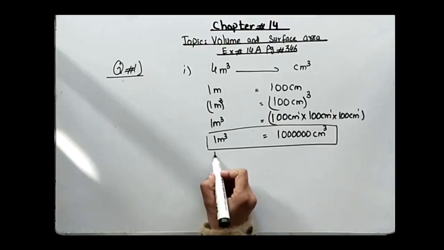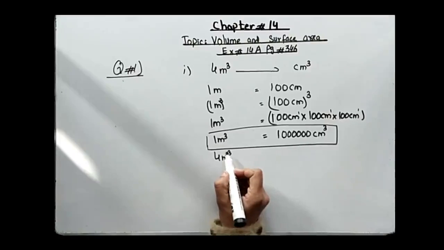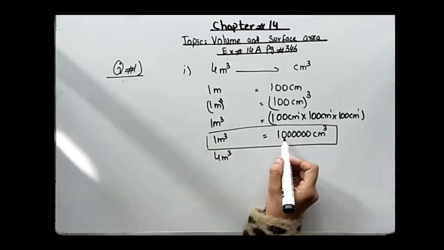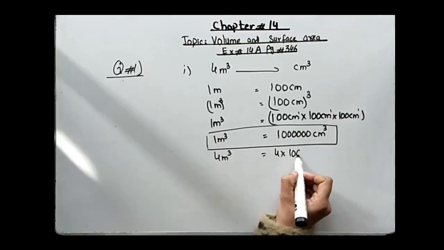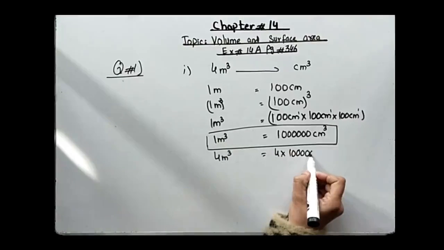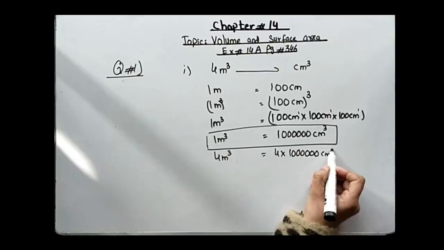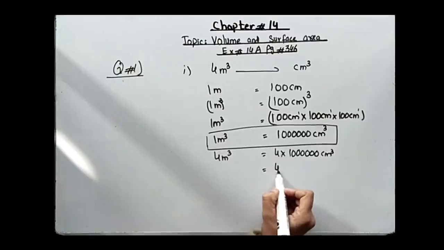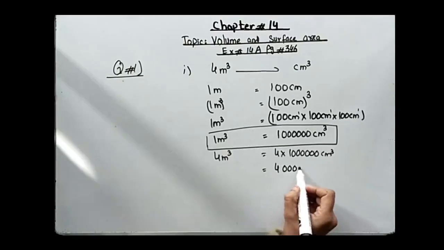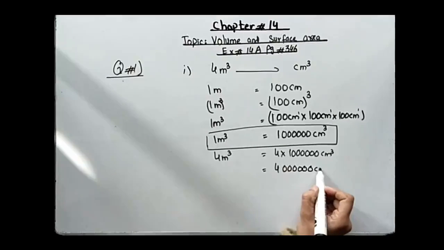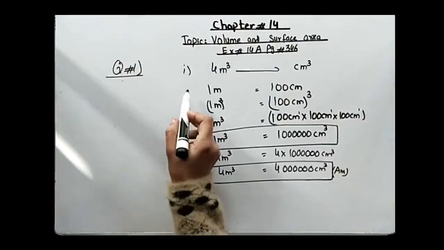Okay. Then what will be 4 meter cube? It means 4 will multiply here and here too, on both sides. So 4 multiply 10 lakh, 4 with 6 zeros, centimeter cube. So the answer will be 40 lakh centimeter cube.